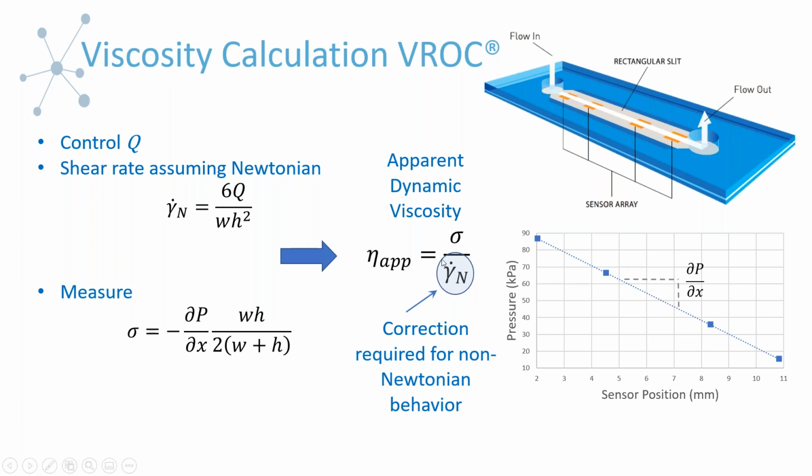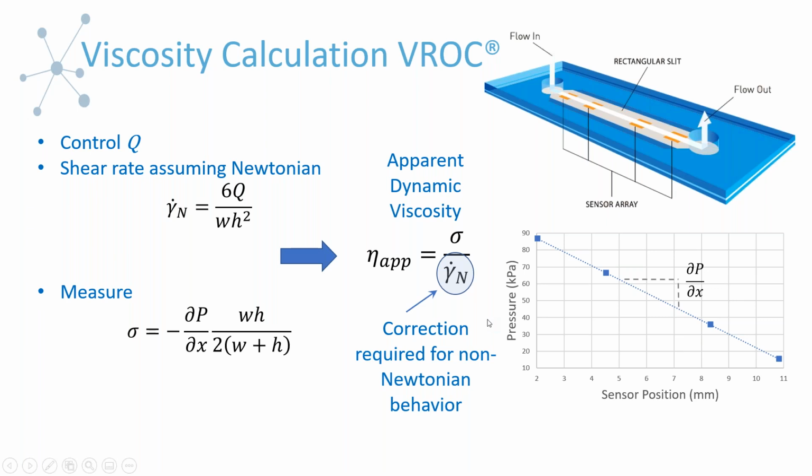And from that, we can calculate what we refer to as an apparent dynamic viscosity. And this viscosity is correct if your fluid is Newtonian. However, because it's this non-homogeneous type of flow field, and you have a variation in the shear rate across the gap, if you find out upon doing a rate sweep that your sample is non-Newtonian, then we're going to need to make a correction for the shear rate value.